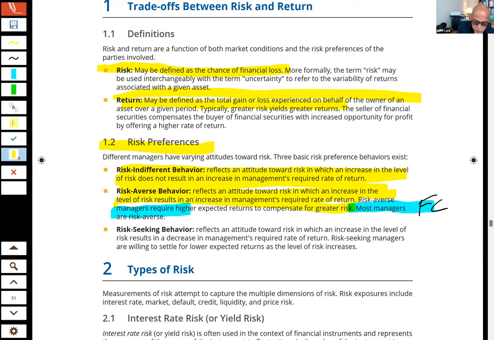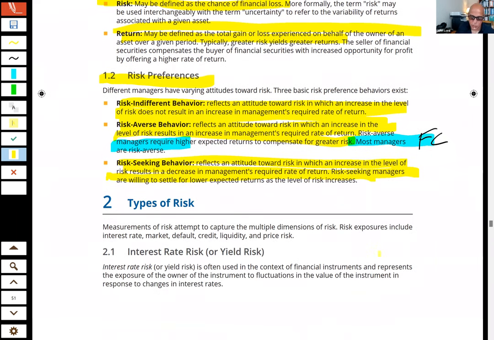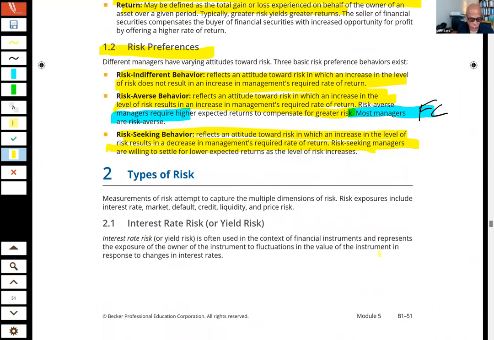Now there's also risk seeking behavior, and risk seeking behavior would be individuals that seek activity that is riskier, and they look for less return. I'm not exactly sure who does that. Maybe somebody with some sort of chemical imbalance, but it doesn't seem to me that most folks would, and certainly in the business setting would be of that sort of mindset.